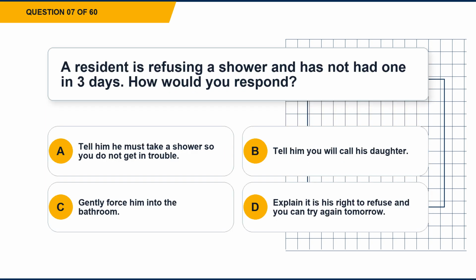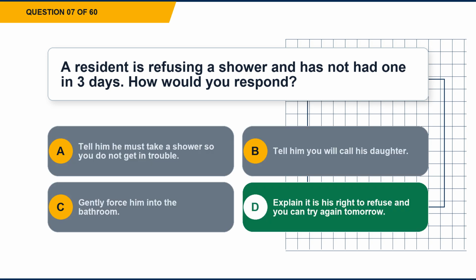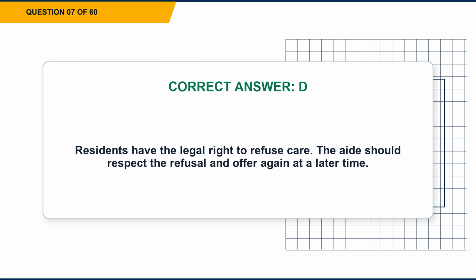Question 7. A resident is refusing a shower and has not had one in 3 days. How would you respond? Option A. Tell him he must take a shower so you do not get in trouble. Option B. Tell him you will call his daughter. Option C. Gently force him into the bathroom. Option D. Explain it is his right to refuse and you can try again tomorrow. The correct answer is option D. Explain it is his right to refuse and you can try again tomorrow. Explanation. Residents have the legal right to refuse care. The aide should respect the refusal and offer again at a later time.